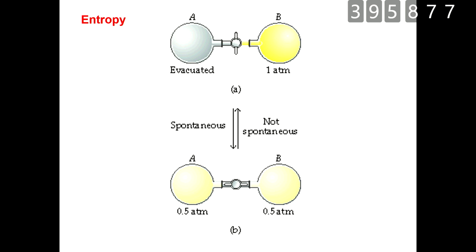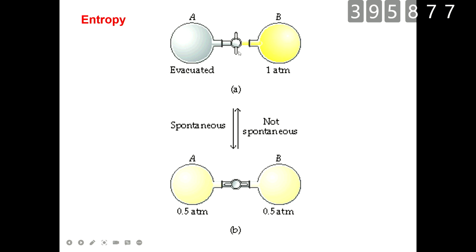Okay, here we use an example to introduce entropy. So there are two parts, right? A and B, and in B there are some gases. The gas is yellow, okay? And here, in A, is a vacuum, nothing. And here is closed. If this is closed, all the gas will be on this side.